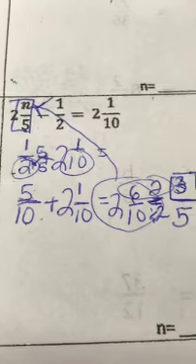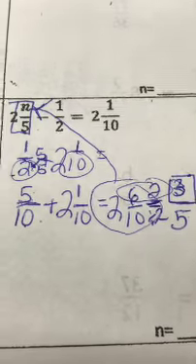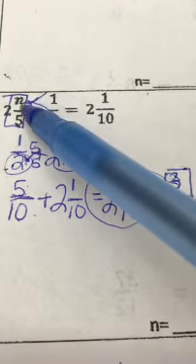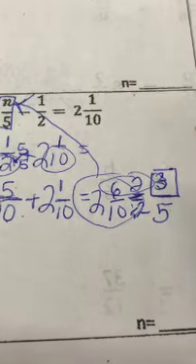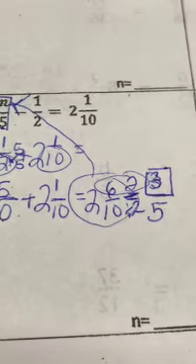What I want to stress to you guys is, again, when you're answering the question, you're only needing to fill in the missing number. So don't write 3/5, just write that the missing number is 3.